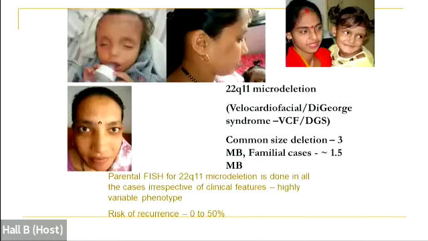Sometimes it could be familial. 5 to 10% of these 22q microdeletions are familial, where the size of the deletion is usually small. So irrespective of clinical phenotype, parental testing is indicated. The risk of recurrence can range from 0 to 50% based on the parental status.